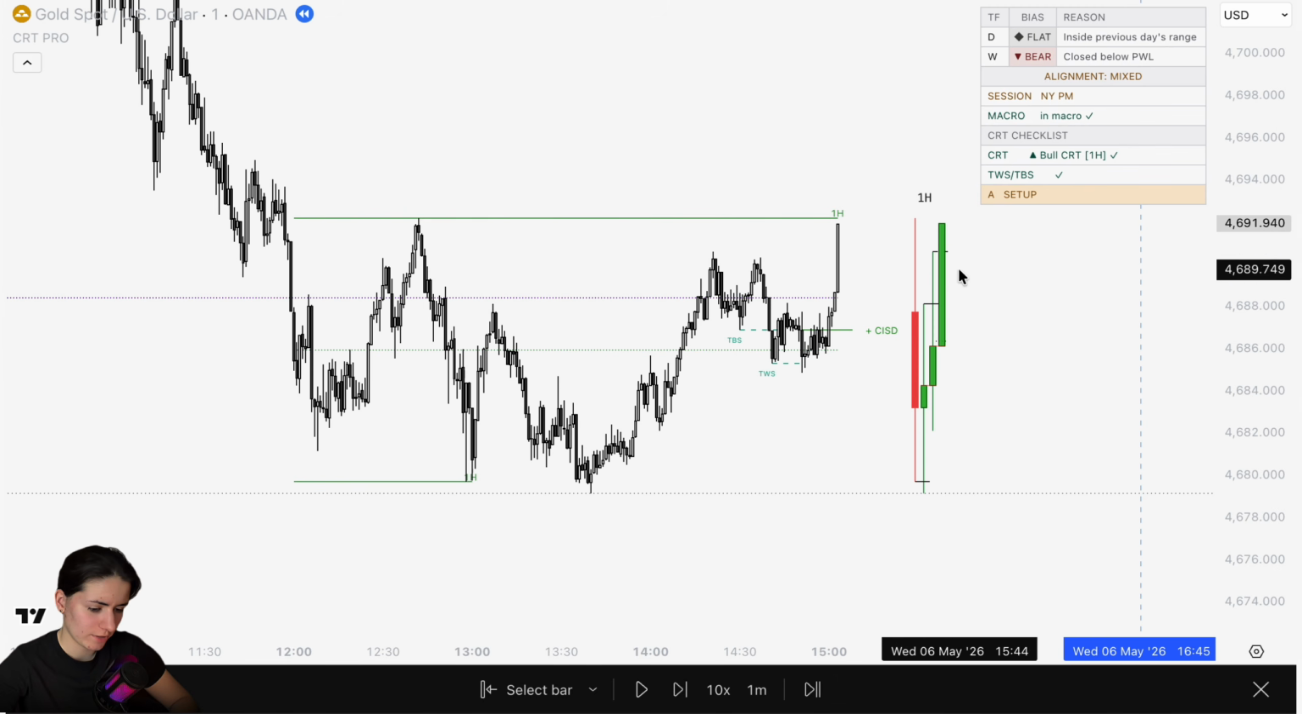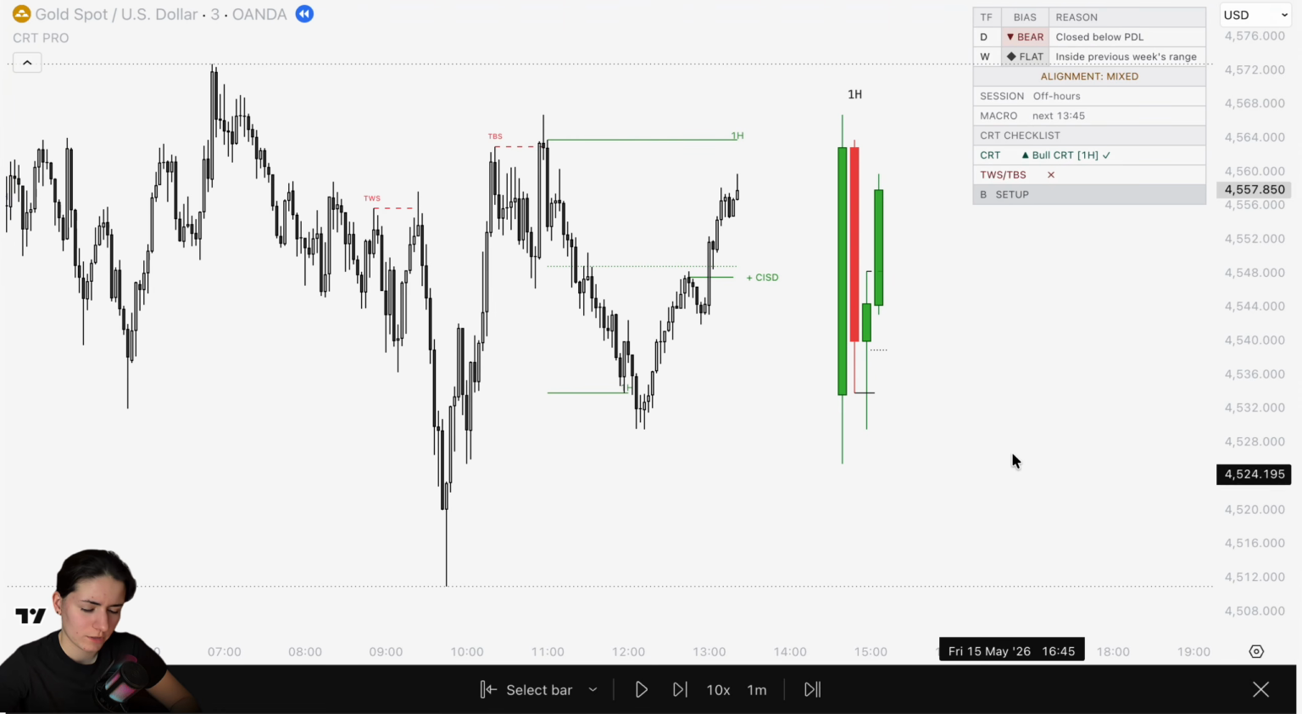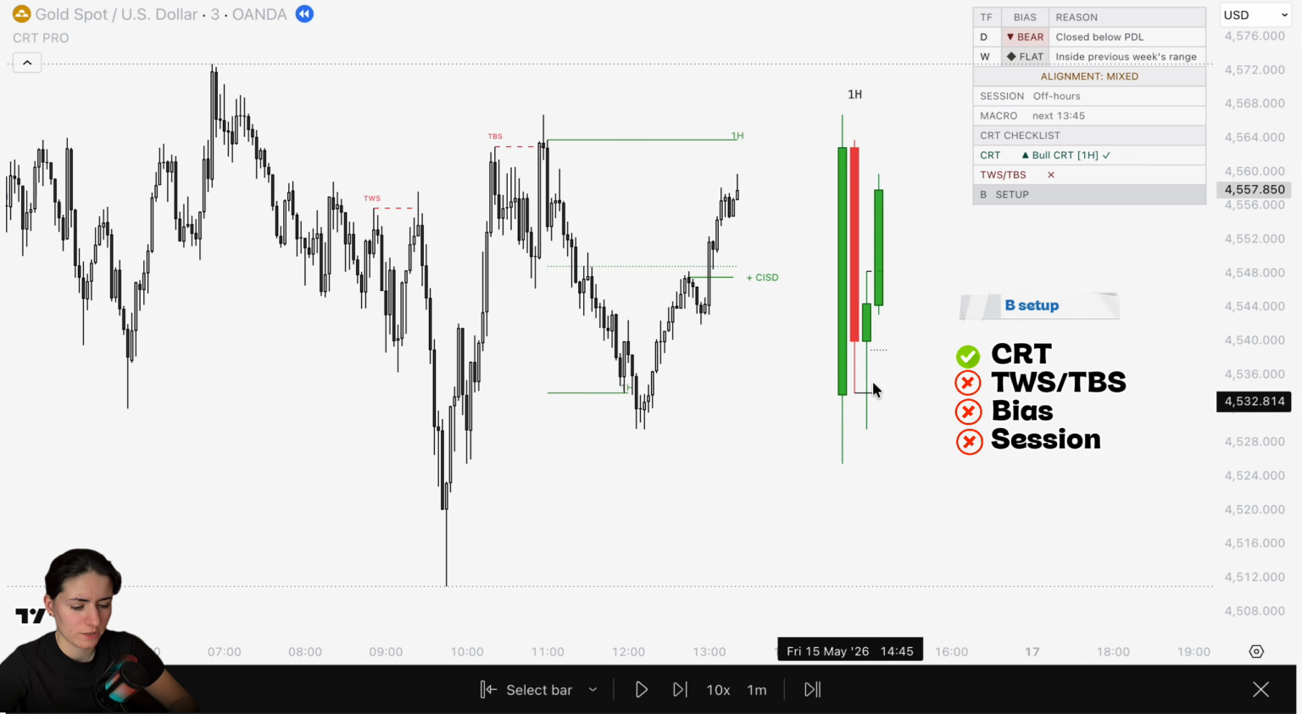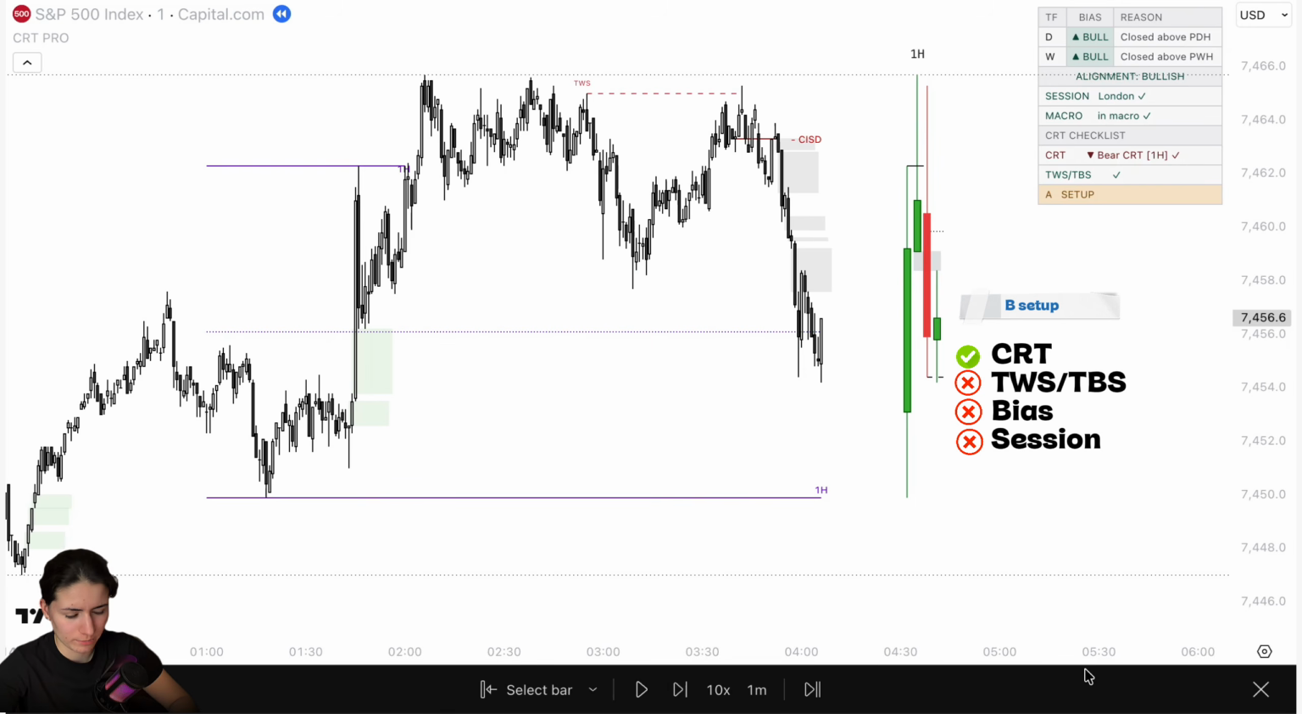And at the bottom of the checklist, you will see a grade of the setup. It classifies every CRT into one of three tiers: B, A, and A+. Let's go through each one so you know exactly what you are looking for. First, B setup. A CRT pattern formed on the chart. The market created the structure, but nothing else has confirmed it yet. Overall, it's when we see just CRT without liquidity confirmation and without bias alignment.